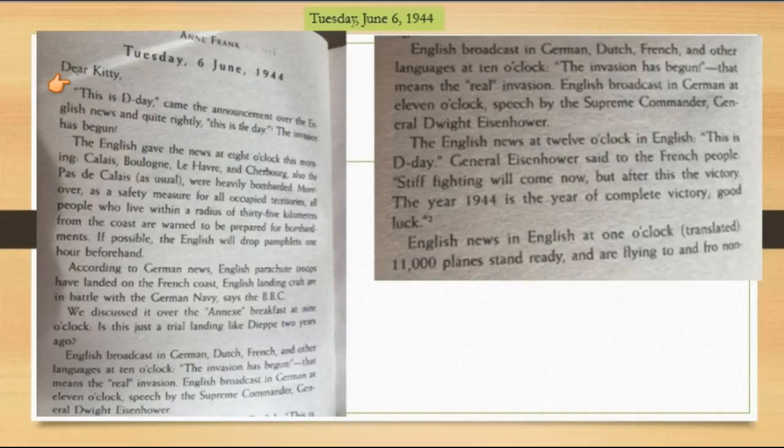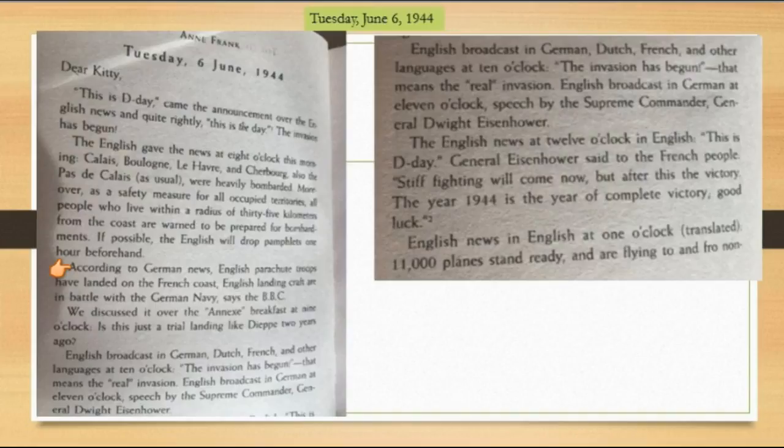This is D-Day. Came the announcement over the English news, and quite rightly, this is the day. The invasion has begun. The English gave the news at 8 o'clock this morning. Calais, Boulogne, Le Havre, and Cherbourg. Also the Pas de Calais, as usual, were heavily bombarded. Moreover, as a safety measure for all the occupied territories, all people who live within a radius of 35 kilometers from the coast are warned to be prepared for bombardment. If possible, the English will drop pamphlets 1 hour beforehand.